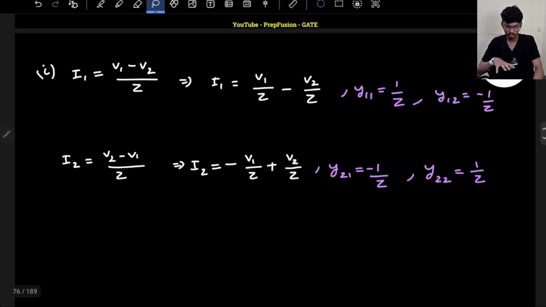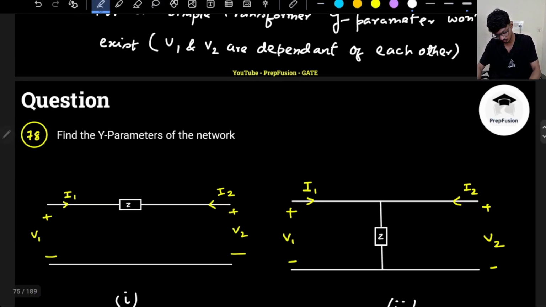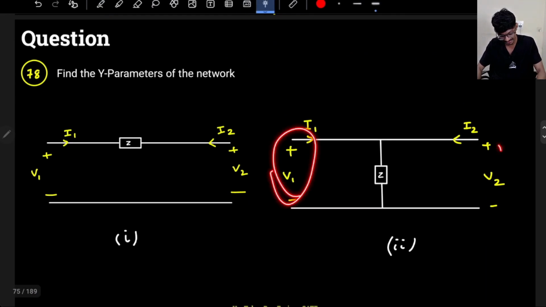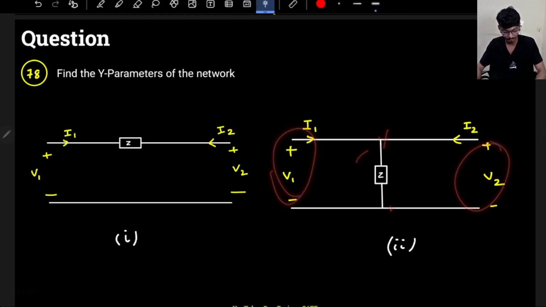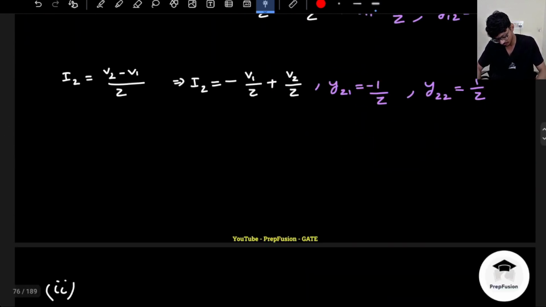Now I hope you understood how to find out Y parameters. So Y parameters exist for a single series element. But for a shunt element, will it exist? If you observe, if I write the voltage V1, that is exactly equal to V2 because it is in parallel. So V1 is simply equal to V2. So they are dependent. So of course Y parameters will not exist, but let's confirm this.